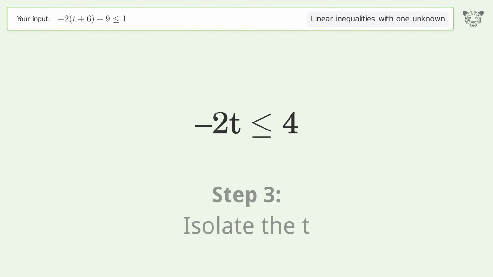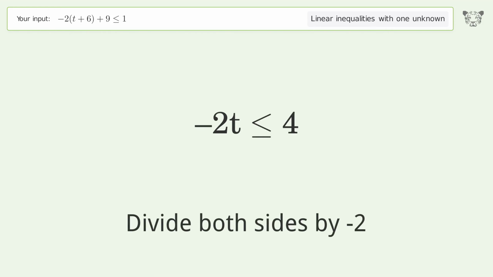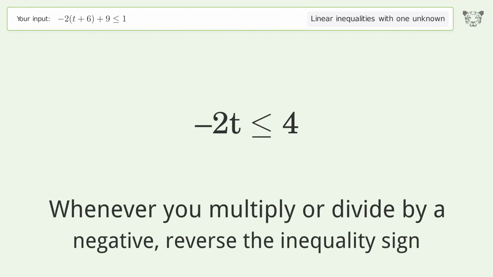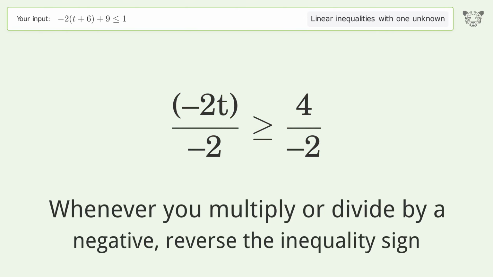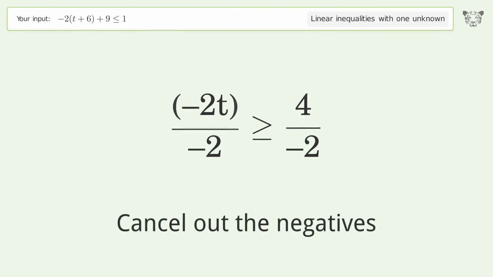Isolate the t. Divide both sides by -2. Whenever you multiply or divide by a negative, reverse the inequality sign. Cancel out the negatives.